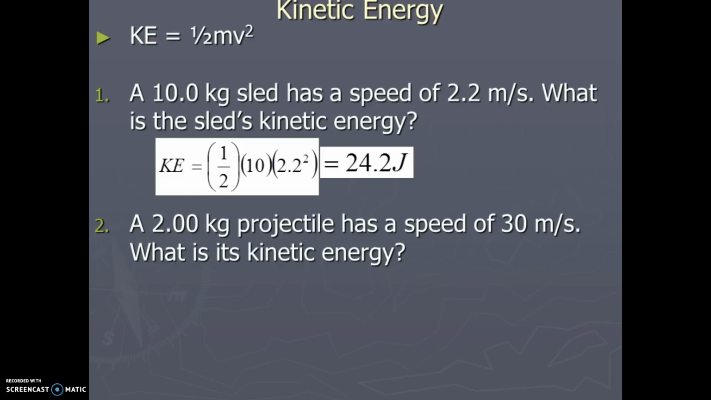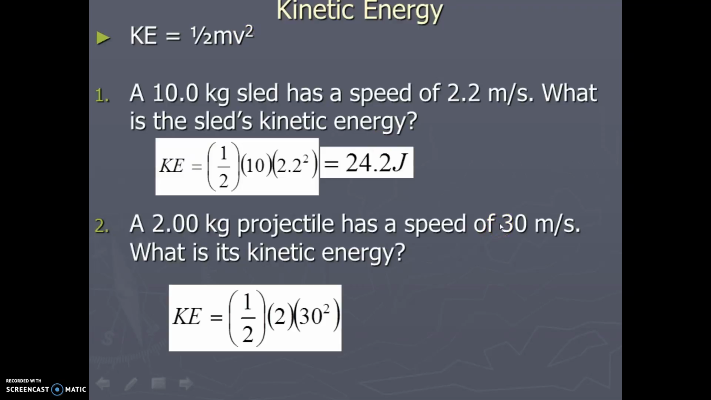Second example, a 2-kilogram projectile has a speed of 30 meters per second. What is its kinetic energy? We're going to plug in 2 for the mass and 30 for v, the speed. So you end up doing 1/2 times 2 times 30 squared, and you get 900 joules. Notice real quick that even though this projectile has less mass than this sled, it has a lot more kinetic energy because its speed is more, and that speed is squared.